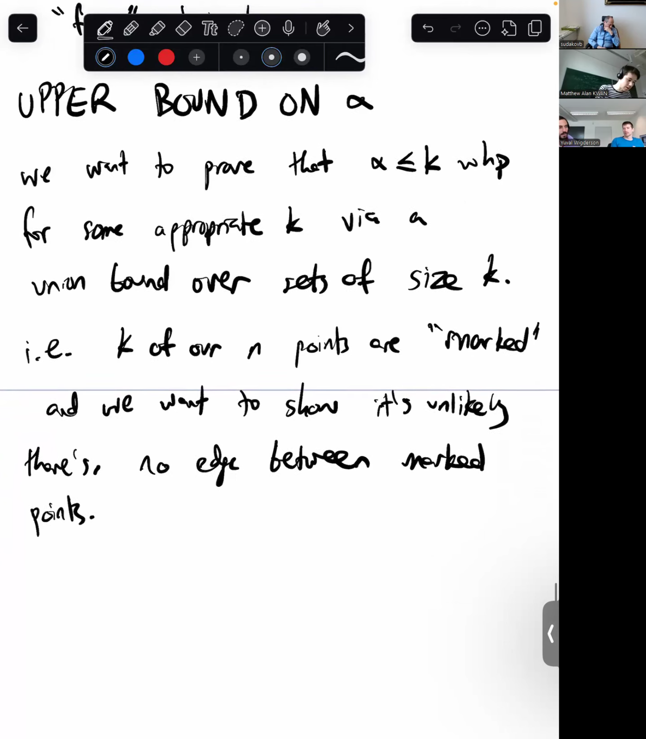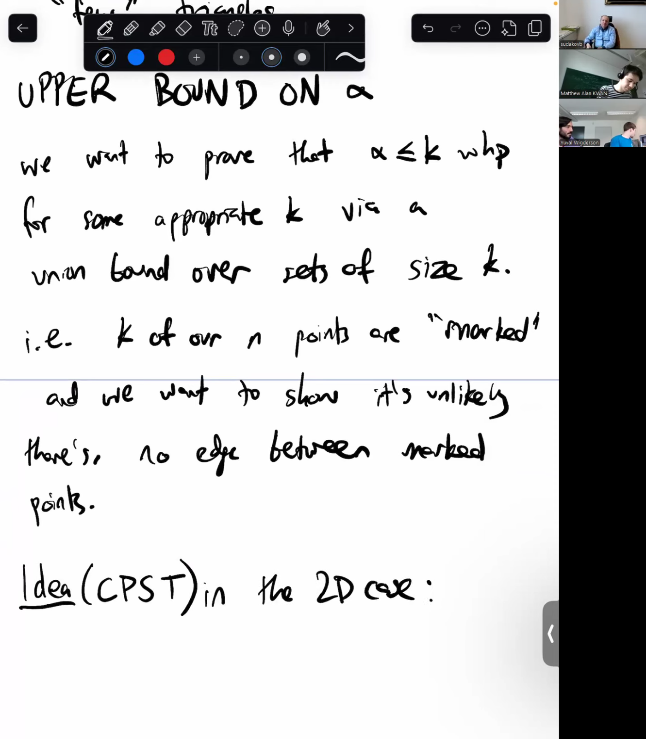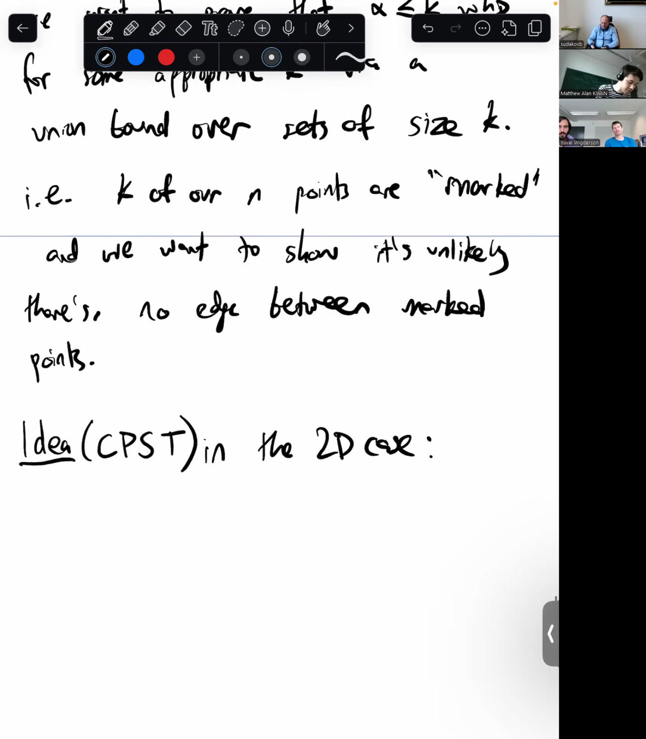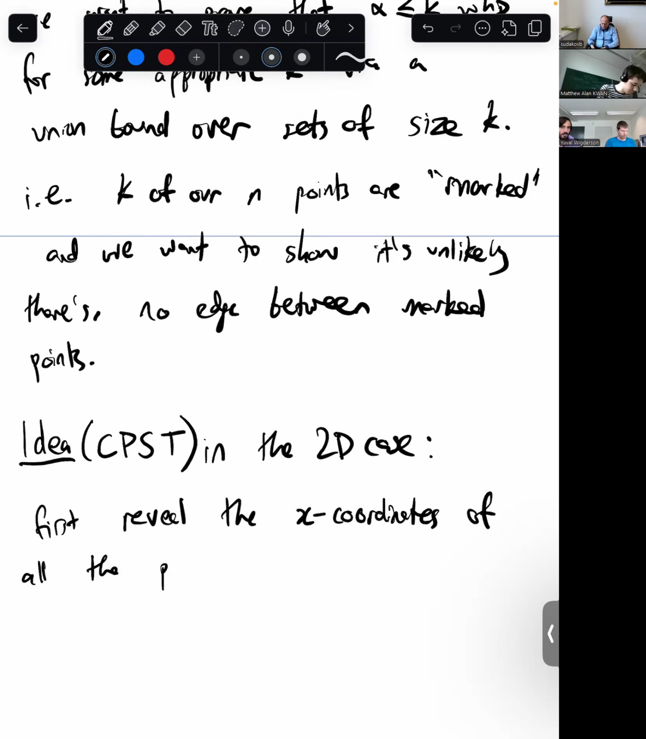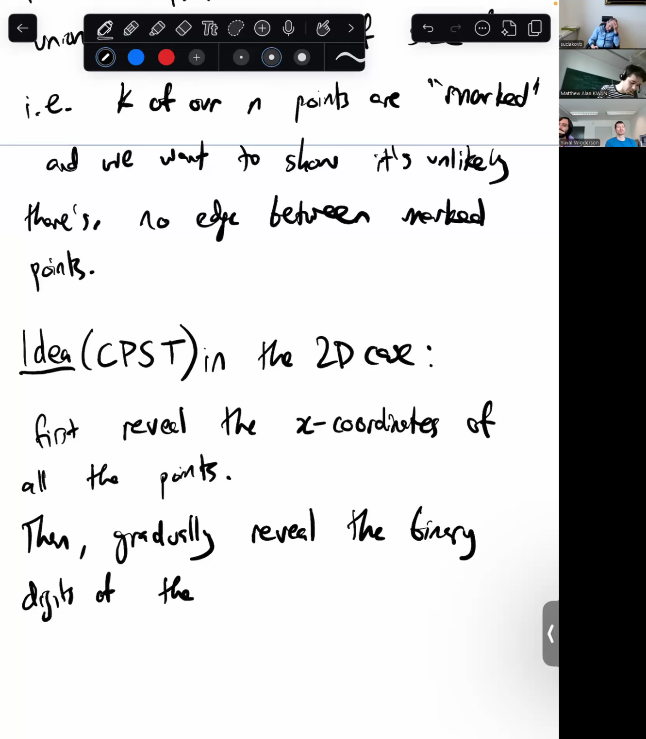Okay. So our starting point, I have to tell you about the approach of Chen, Pach, Szegedy, and Tardos, what they did in the two-dimensional case. What they did was to first reveal the x coordinates of all the points. And then, this is not exactly what they did, but I think it's morally similar, I'm going to gradually reveal the binary digits of the y coordinates one by one.